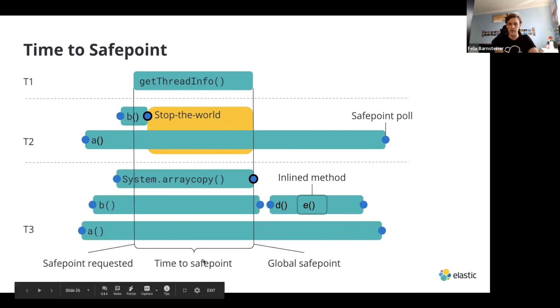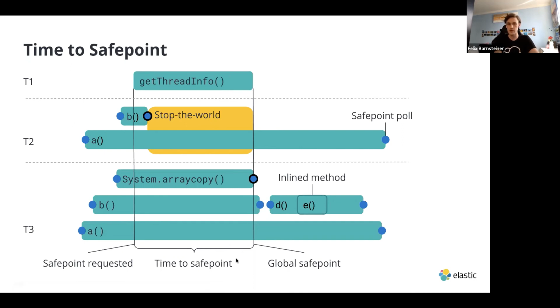And the time between safepoint requested and global safepoint is called time to safepoint. And this can also be monitored with JVM flags. So you can get a log with how long it takes for all of your threads to reach a safepoint and how frequently that operation happens.